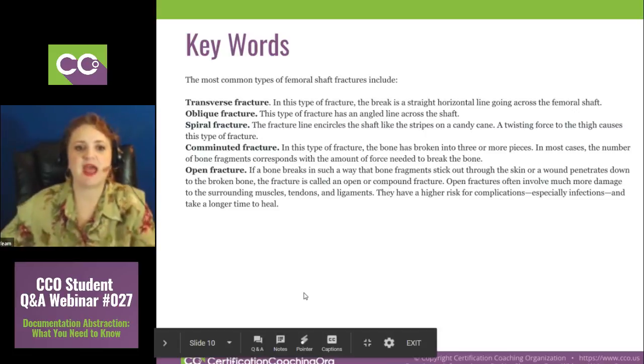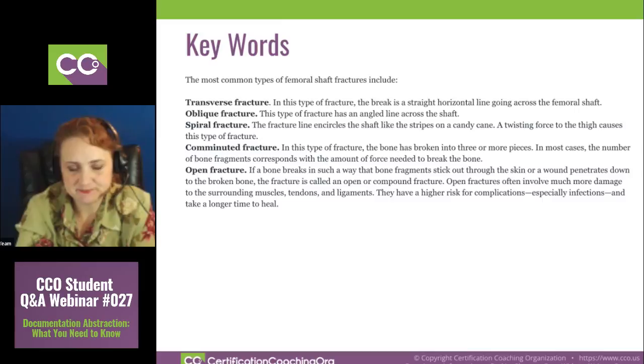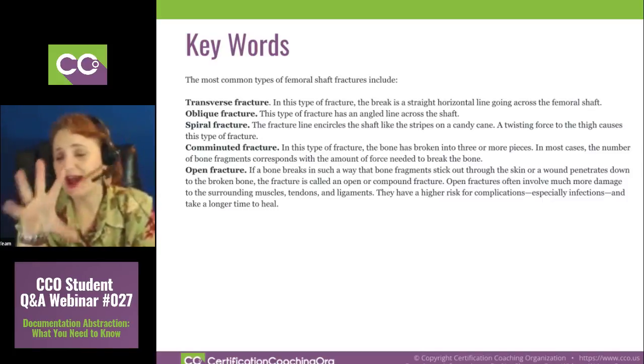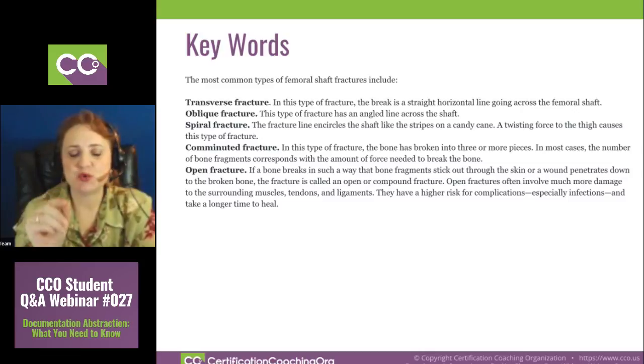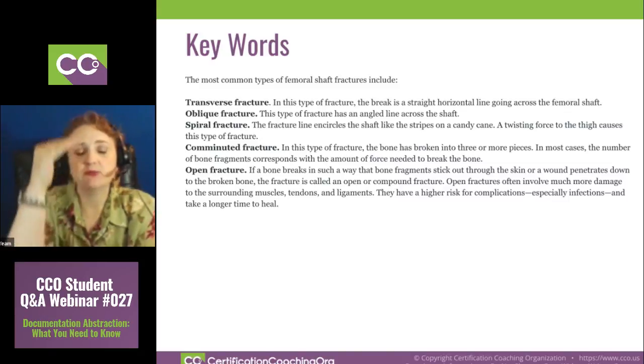All right, now I grabbed this and I purposely made it smaller because when you're abstracting content, it's not going to be on a slide blown up and highlighted, right? So when you read something, and this is from that same website, it's an article, I'll look at the first headline, the most common types of femoral fractures include. So I'm moving down the article.